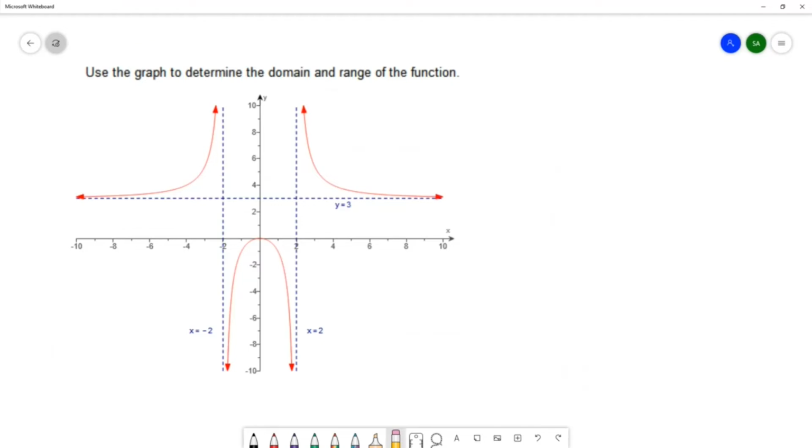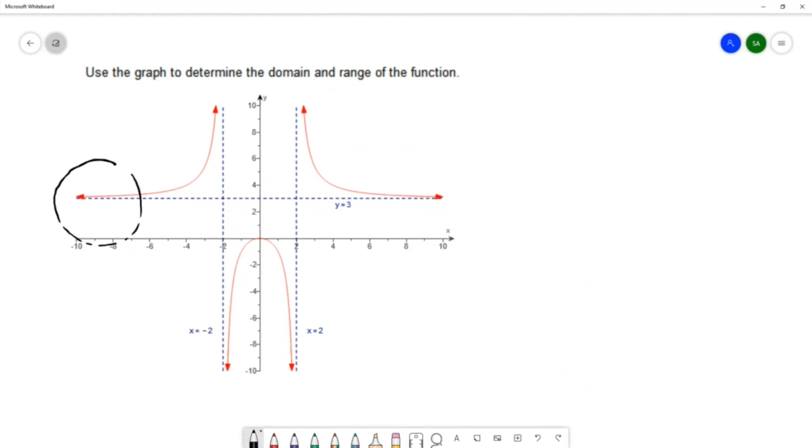We've got these dashed lines showing up in the picture. These dashed lines are something we're going to be learning about in a later chapter, and they are called asymptotes. Let me explain what's happening on this piece of the graph here. If we look at this piece of the graph, I'm having a little bit of trouble with my whiteboard.